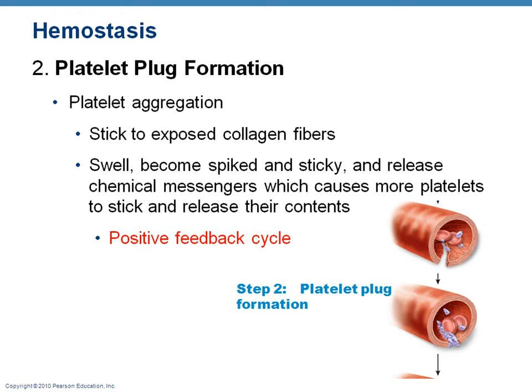So when the endothelial cell is damaged, it's not making any more prostacyclin, right? And the ones that are around where that tear was start releasing prostaglandin. That prostaglandin recruits platelets to come to that area and plug up the hole. That's where we get platelet plug formation. So you can see in the third line here, the platelets are going to swell, they're going to aggregate or come together, they're going to become spiked, they're going to become sticky, and they're going to release chemical messengers which cause more platelets.